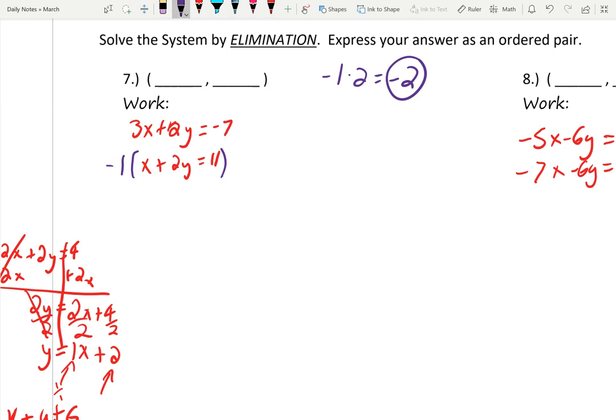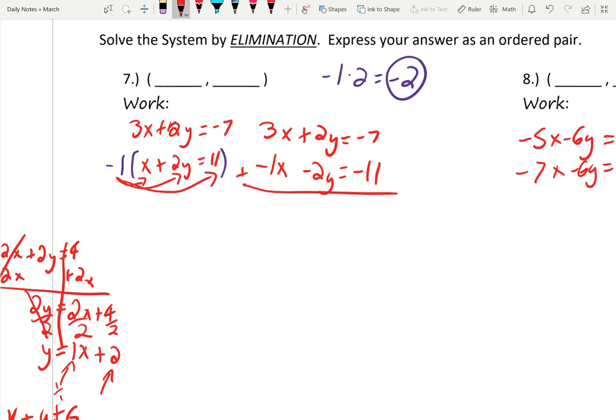So I'm going to rewrite my system. I'm not going to change my top equation; I'm going to leave it 3x plus 2y equals negative 7. But for the bottom equation, I'm multiplying everything by negative 1. So negative 1 times x will be negative 1x. Negative 1 times 2y would be negative 2y. You can see they're going to cancel out now, which is good. And then negative 1 times 11 is negative 11. Don't forget to do that last term as well. So now we can actually add the equations together.